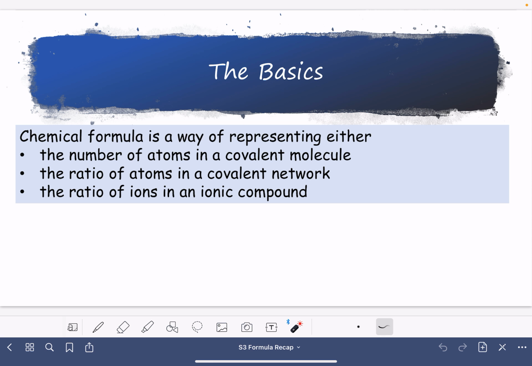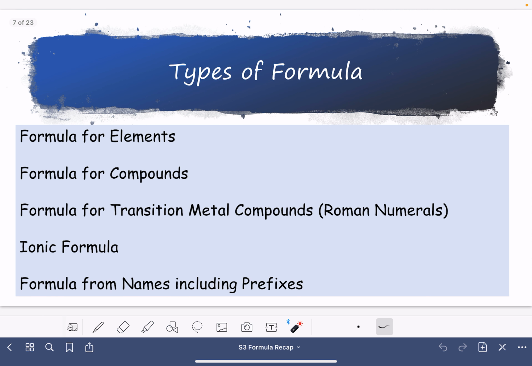Okay, so the way we work out formula doesn't depend on what type of substance it is, but the formula means slightly different things depending on what substance it is. Okay, so that's just a recap of what formula is. We're going to look at the different types of formula that we might be asked for then.